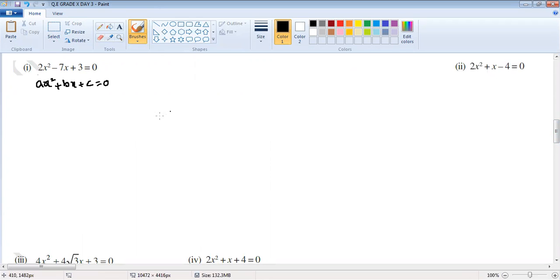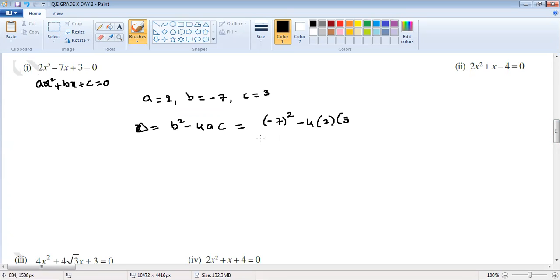ax square plus bx plus c is equal to 0. Now we have to check: what is the a value? Which is 2. b value, minus 7. c value, which is 3. Now we have to take the quadratic formula. Before applying it, we have to check the discriminant. Discriminant is equal to delta is equal to b square minus 4ac. Minus 7 whole square minus 4 into a for 2, c for 3. So 7 square 49, 4 2s are 8, 8 3s are 24. 49 minus 24, 25. 25 is greater than 0.